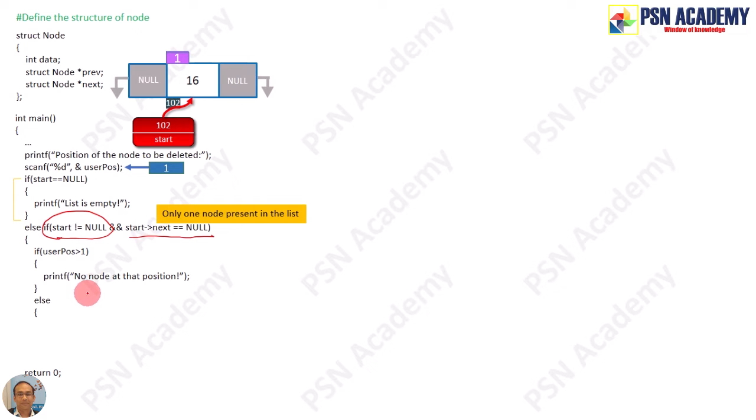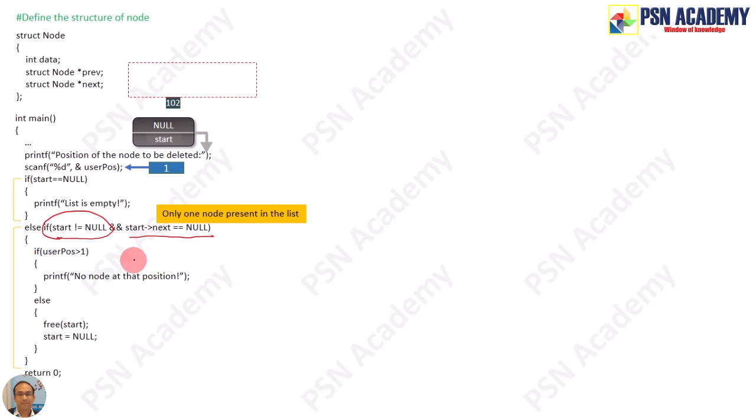So what do we have to do? We write free start, because free function is an inbuilt function that will help to deallocate the memory at 102 that is pointed by the start pointer. So it gets deallocated, and we set the start pointer to null. So our job is over.